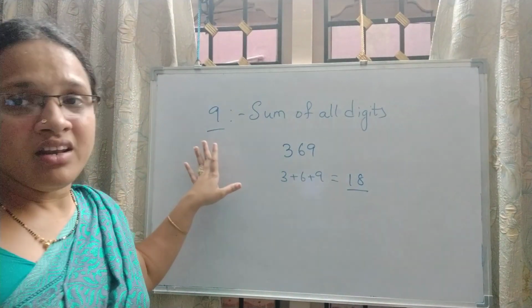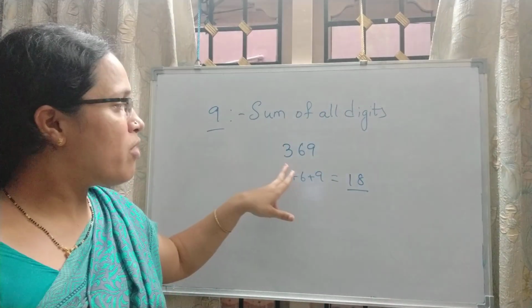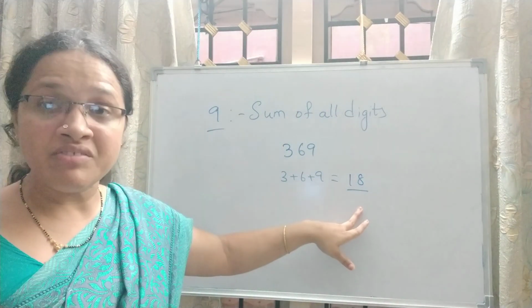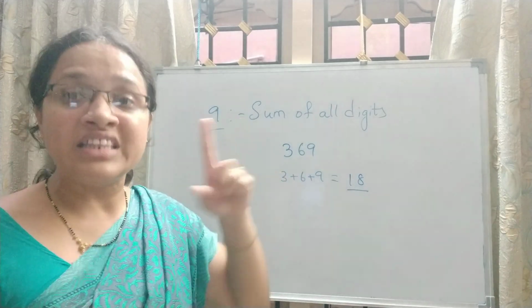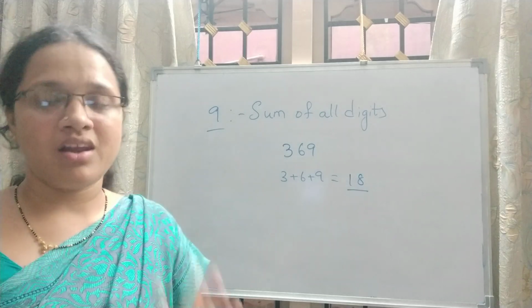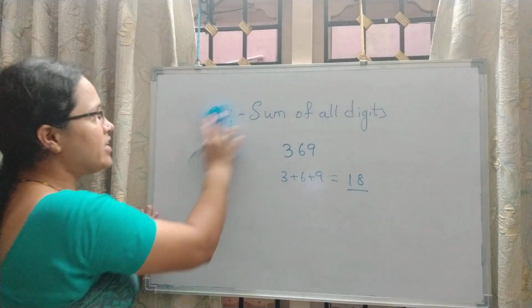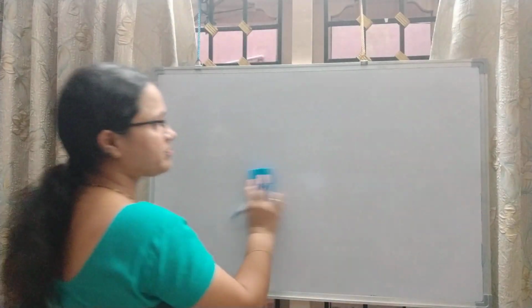So, once again, the divisibility rule of 9: the sum of all the digits must be divisible by 9. Then only the whole number, the given number, is divisible by 9. So, did you get the divisibility rule of 9, children? Yes. Now, let us go into the divisibility rule of 10.